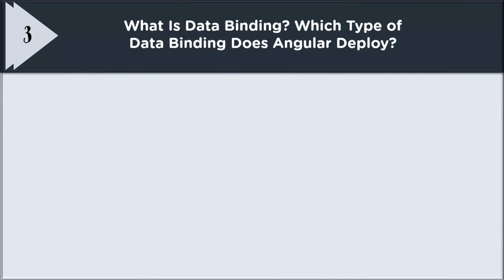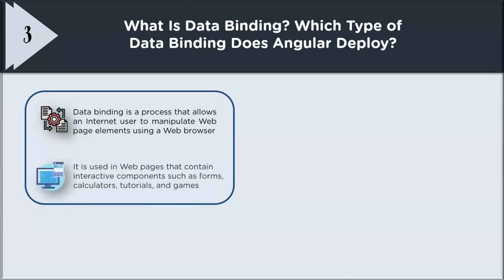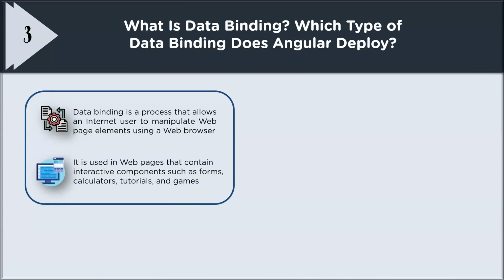Moving on to our third question, what exactly is data binding and which type of data binding does Angular deploy? Data binding is a phenomenon that allows any internet user to manipulate web page elements. It generally uses dynamic HTML and does not require any complex scripting or programming. We use data binding in pages that contain interactive components such as forms, calculators, tutorials, and games. Data binding makes incremental display of a web page more convenient.